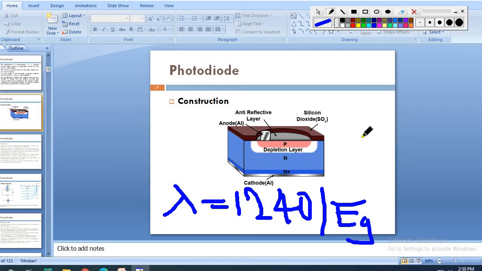So this is the basic concept: the valence band and conduction band will be there, and the energy gap between these two is called Eg. This you should remember: the upper cutoff wavelength lambda of the photodiode is 1240 divided by Eg.